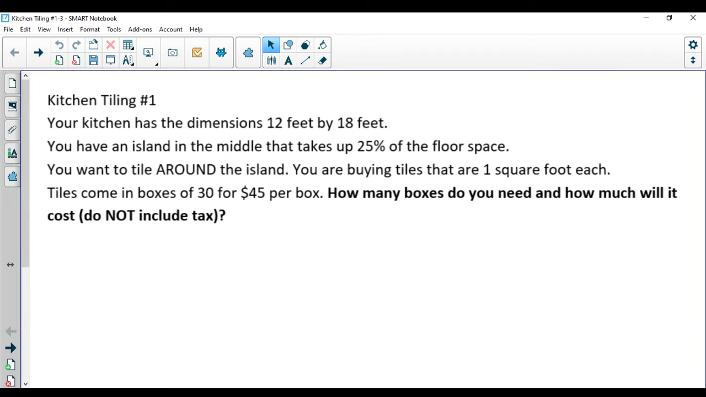All right, this is kitchen tiling problem number 1. You're going to want to go ahead and make sure that you take notes on this one. So we're going to start off.